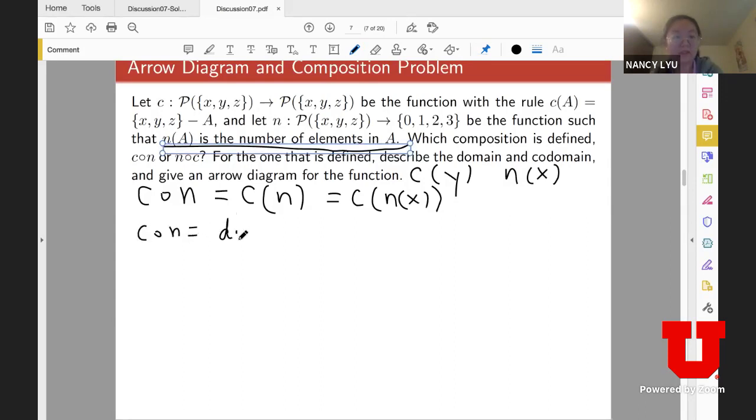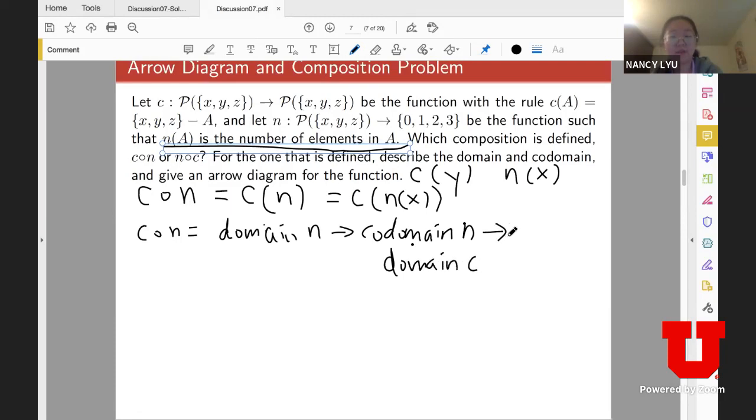So you have the domain N, and then we have the codomain N, and this basically means the domain of C goes to the codomain of C.